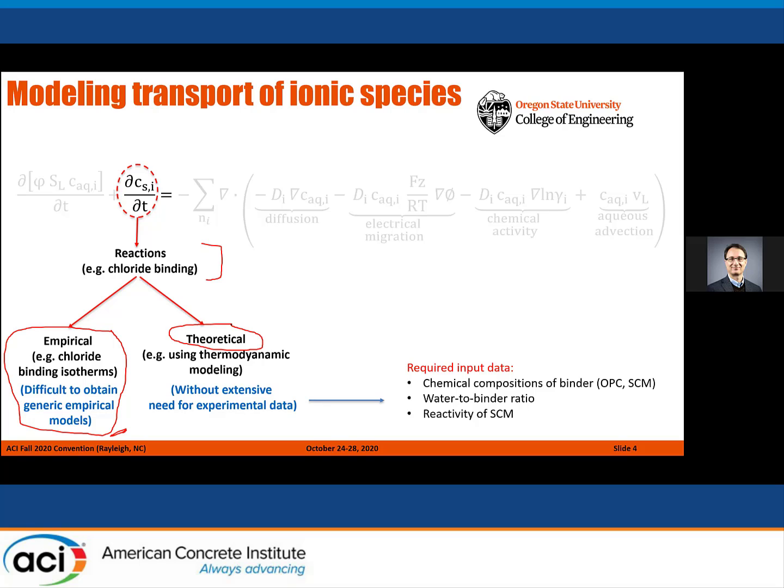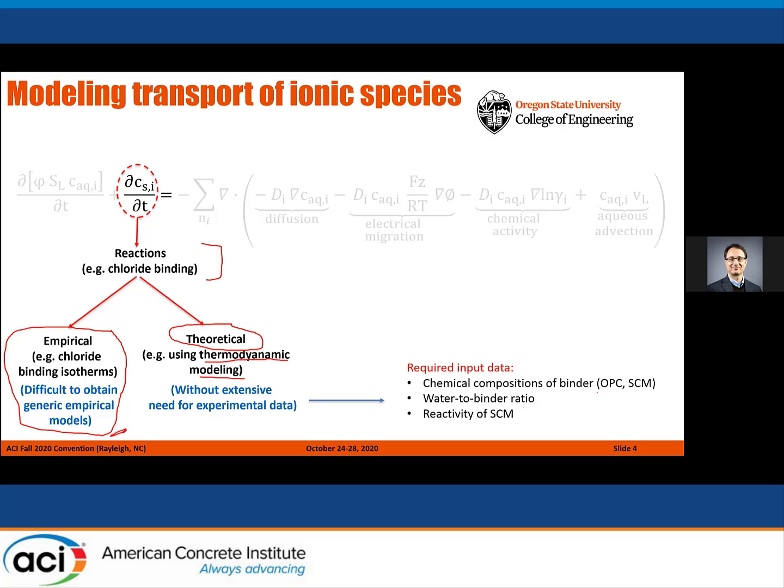And when I say theoretical, what I mean in this presentation is through thermodynamic modeling. And I'll talk about that in a little more detail later. And that doesn't mean that thermodynamic modeling will not require any input data. Of course, you're going to need input data.